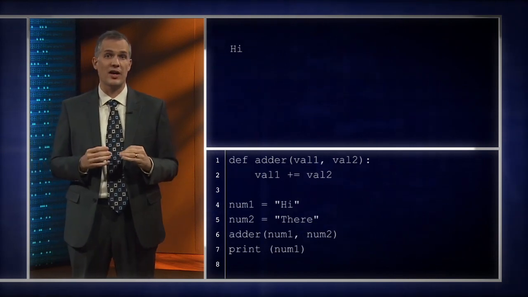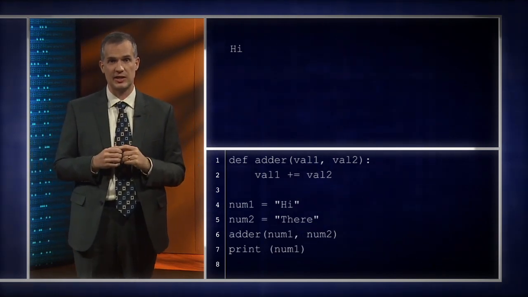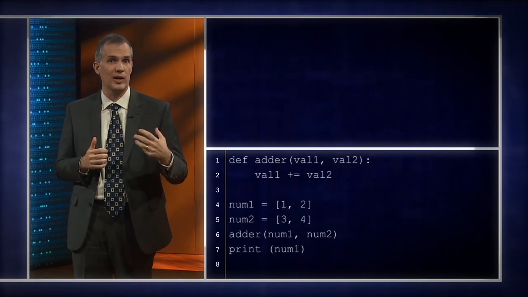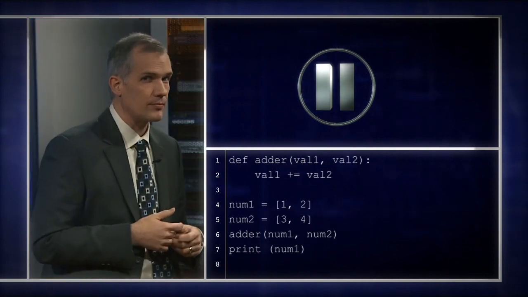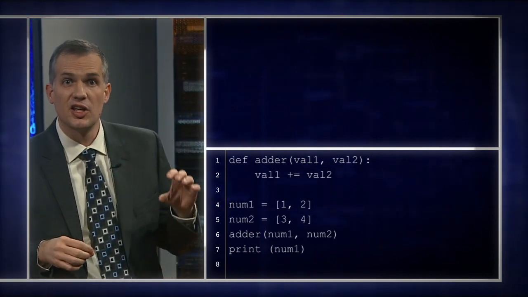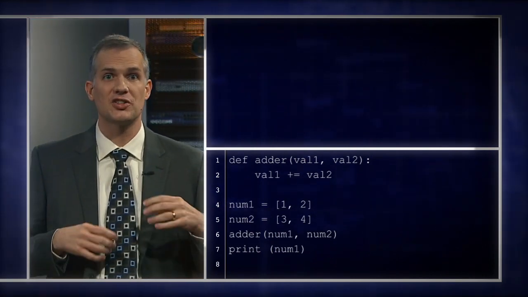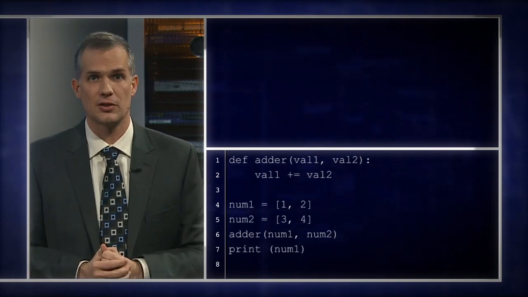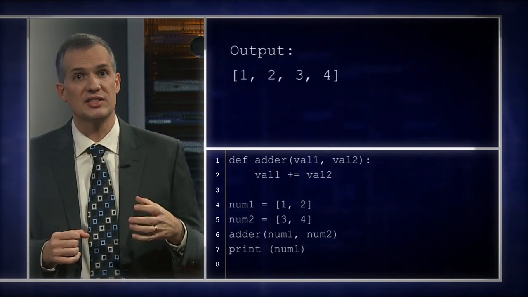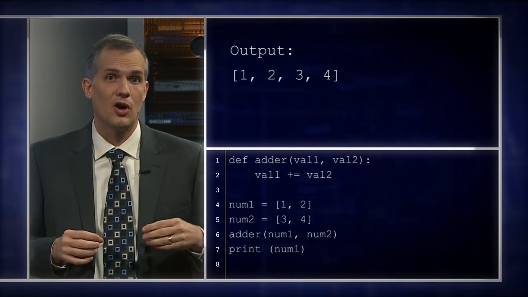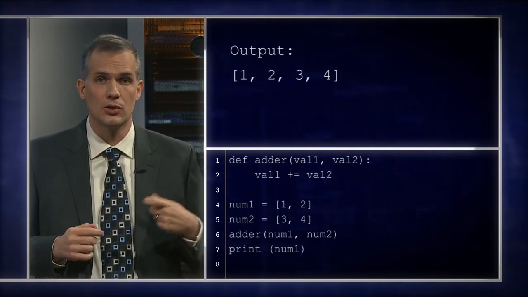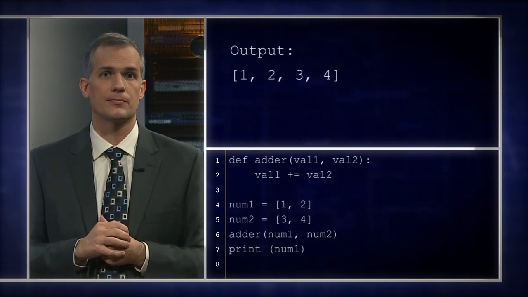Now, let's see what happens if we try a mutable value instead. We'll pass in as parameters a couple of lists. What will happen? In this case, the mutable variable means that we can actually change the value within the function. So, in this case, the end result is that the list has actually changed. Our list went from just 1, 2 to 1, 2, 3, 4.